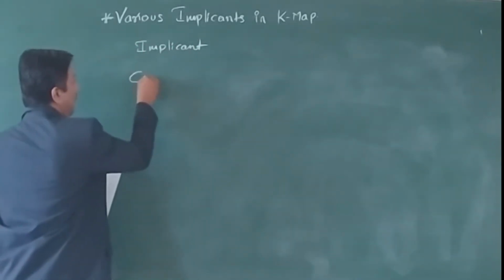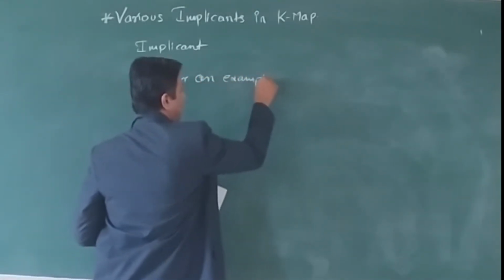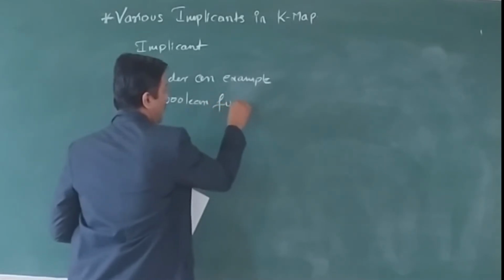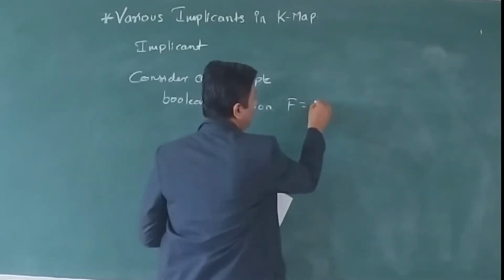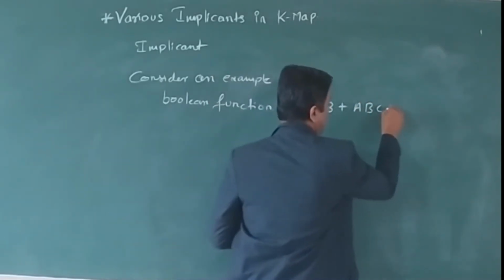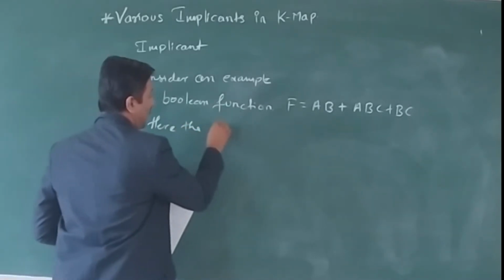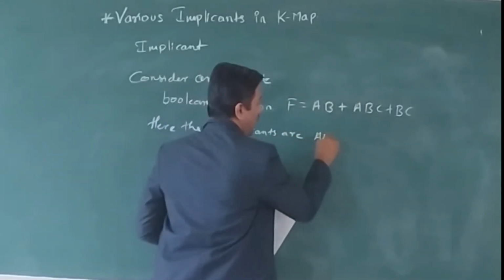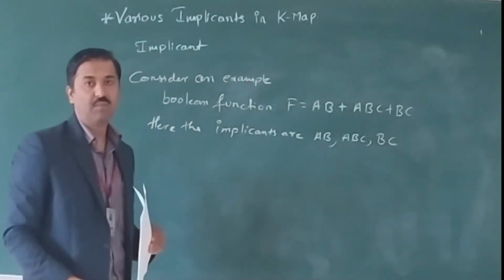So let us consider an example where we have a Boolean function f of AB plus ABC plus BC. Here the implicants are AB, ABC and BC.